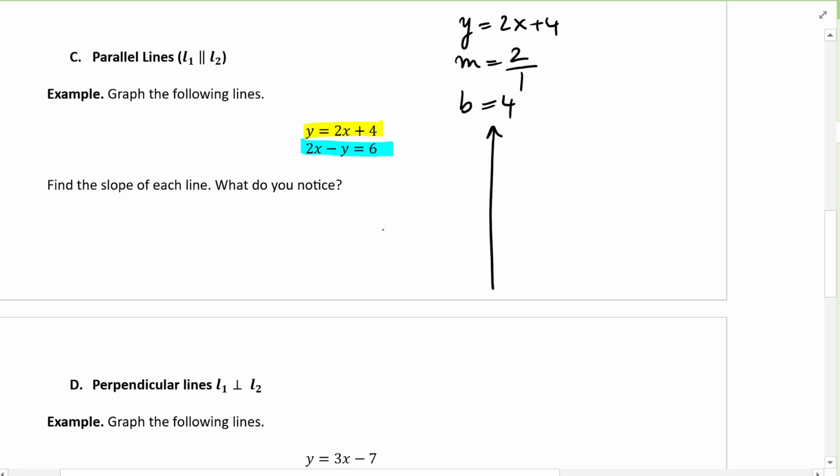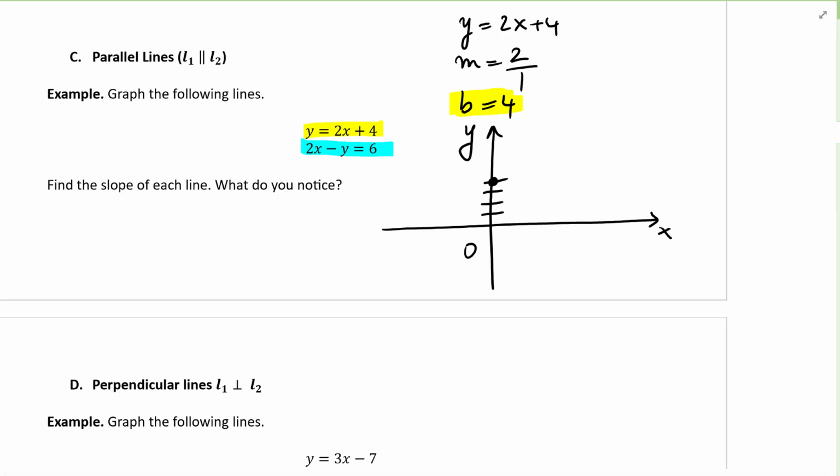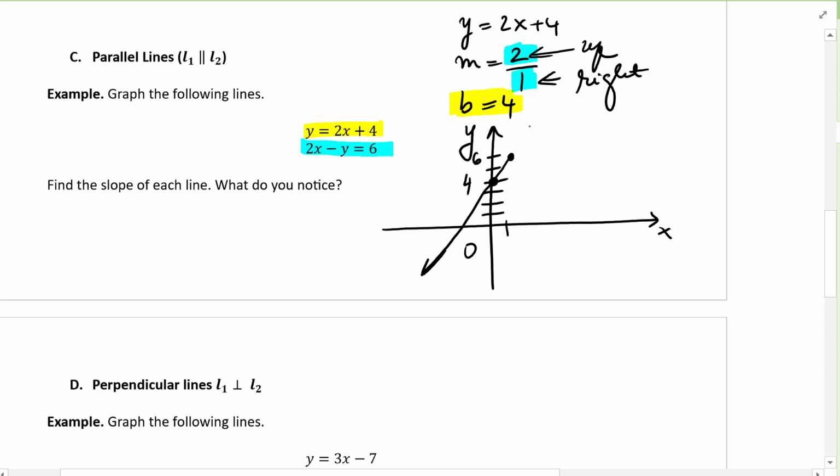So if we go to graph the line, x, o, y, we go to 4, 1, 2, 3, 4. We mark that, right? We start with the y-intercept. And then because the slope is 2 over 1, and it's positive on both of them, that means we go up from this for 2 units, and right 1 unit. So from 4 we go up 2 units, that would be 6, and then we go 1 unit to the right. And we find this point and we connect them. So this would be our yellow line. It would be the graph of y equals 2x plus 4.